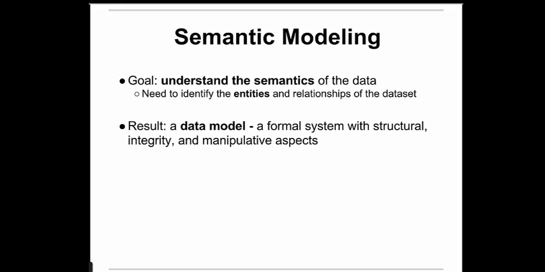Our ultimate goal is to understand the semantics of the data. What is the meaning of the data that we wish to store, and how does it fit in the larger picture? The first thing we need to do is to identify the entities and relationships of the data set. Once we have that, we can construct a formal model. Integrity constraints are also part of this, not so much in the visual end, but more in the documentation end. Our result is a data model, a formal system with structural, integrity, and manipulative aspects, which you recall are the three aspects of the relational model.